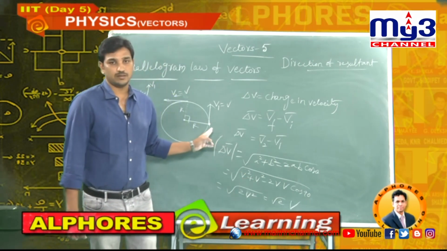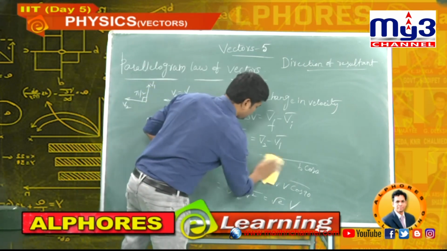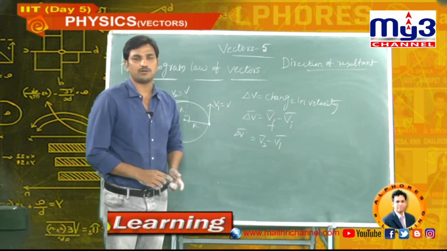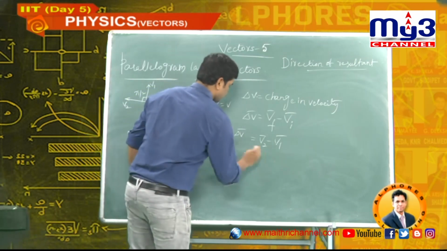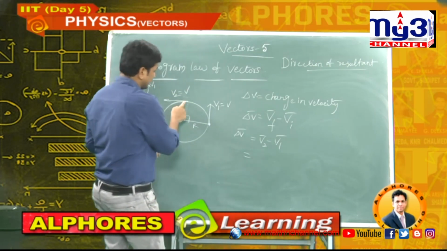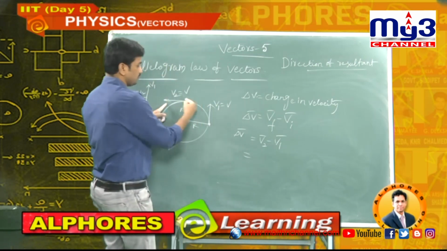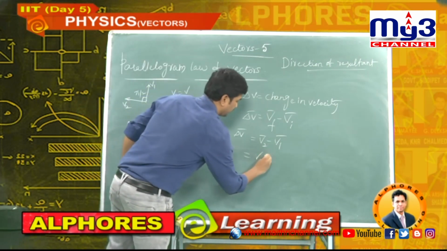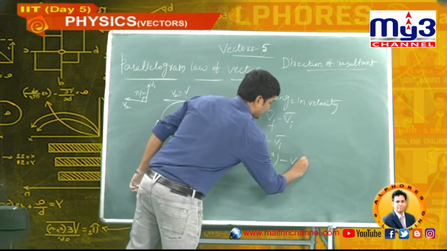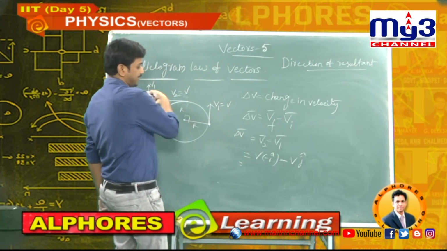Same question I will do with one more method. How? Simple. I won't use the parallelogram law of vectors. Without using it, I will do this. What is the direction of this? Positive y axis. What is the direction of this? Negative x axis. V2 is in the negative x axis, V into minus i cap. V1, V in the positive direction. This is plus j cap, this is minus i cap.